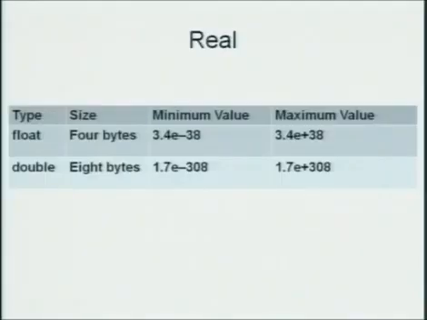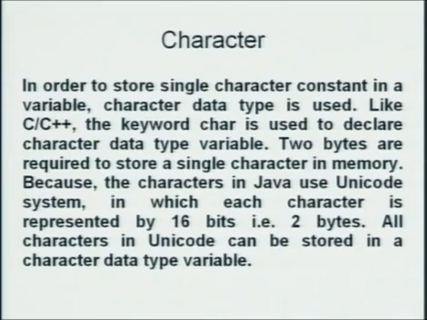Float requires 4 bytes to store. Likewise, double is also there. Double requires 8 bytes to store. This capacity is more than your float variables. Its minimum value is 1.7 into e raised to minus 308, and maximum value is 1.7 into e raised to plus 308.